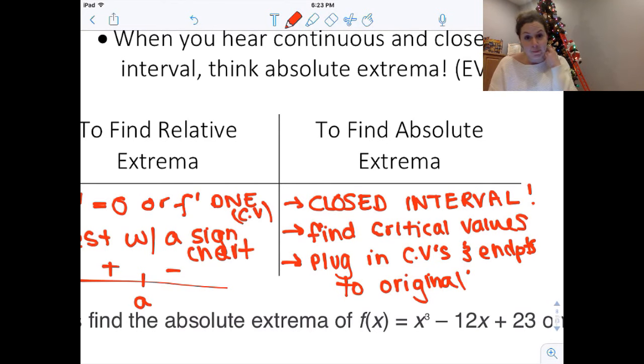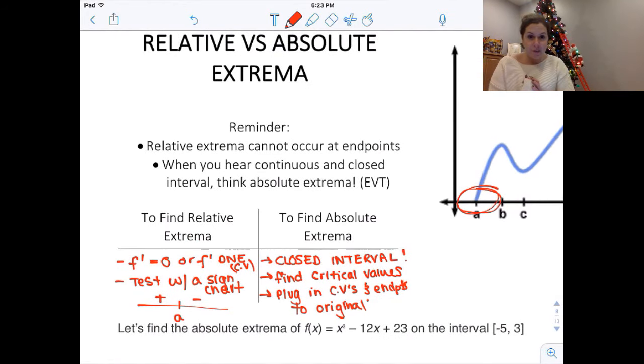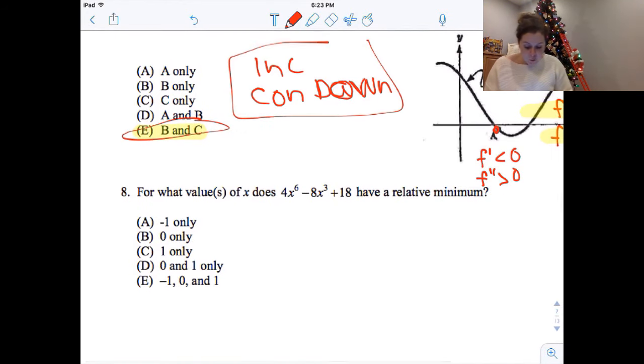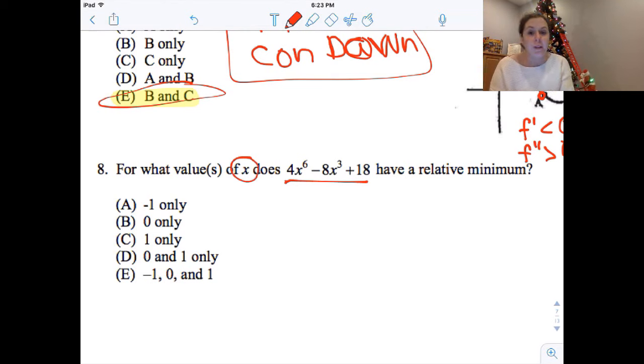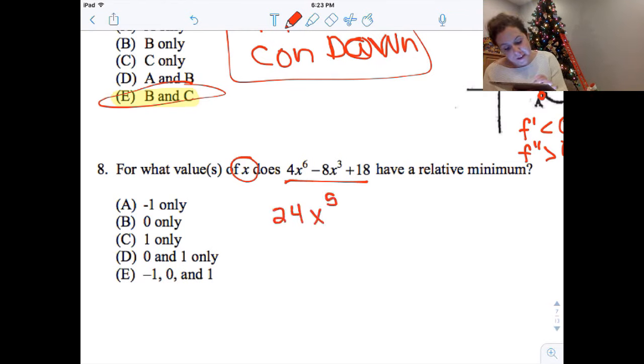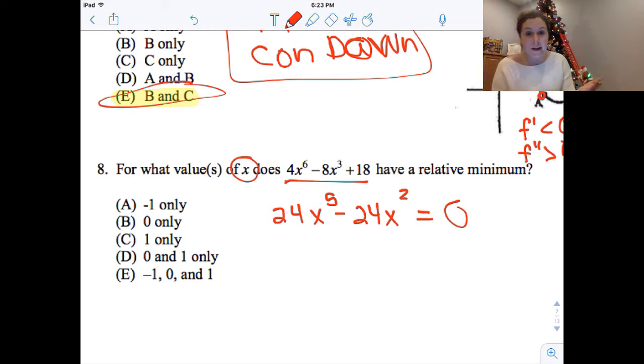So if I'm doing relative extrema, let's do this one first and then we'll do an absolute. For relative extrema, where does this have a relative minimum? First of all, it says x value, so I know I only need the x, not the y, but that can be important. So let's look at this. This would be 24x to the 5th minus 24x squared. That would be my derivative. I'm going to set that equal to 0 because it's never undefined. So this would be 24x squared times x cubed minus 1.